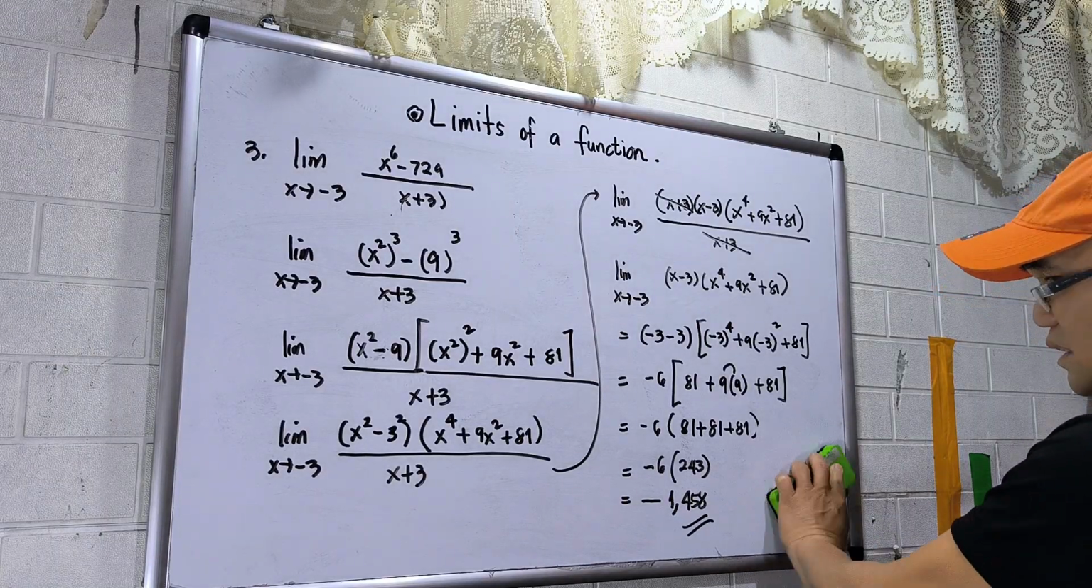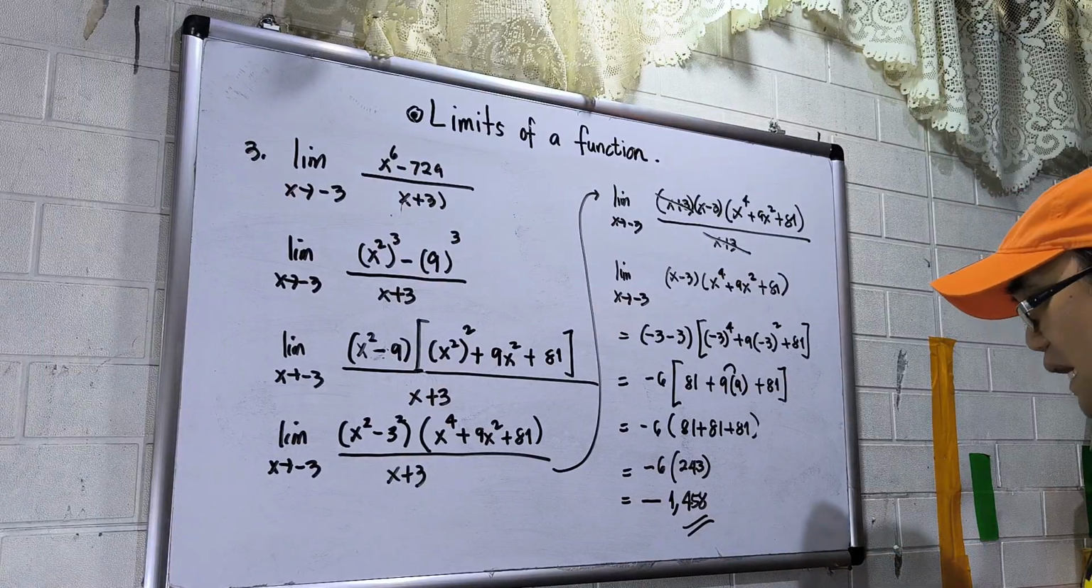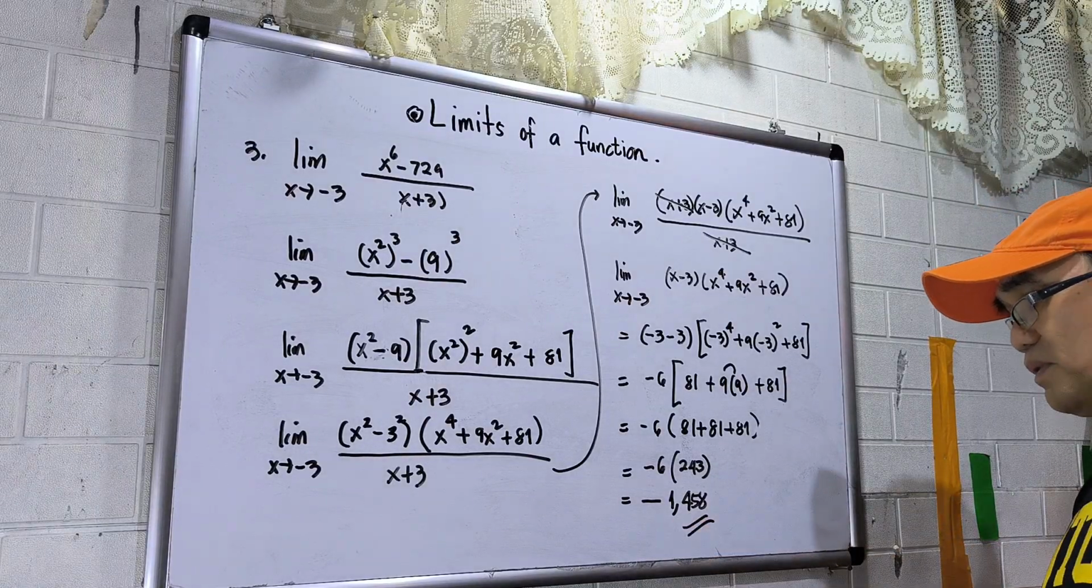Okay? So that's all for number 1, number 2, and number 3. The answer is negative 1,458.